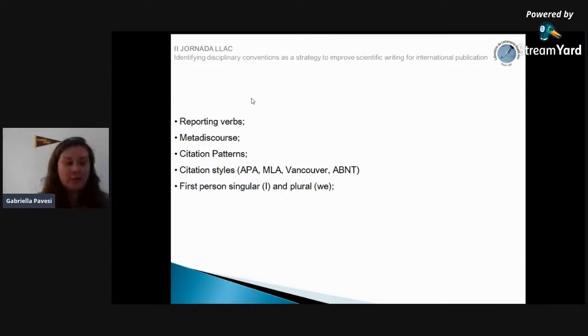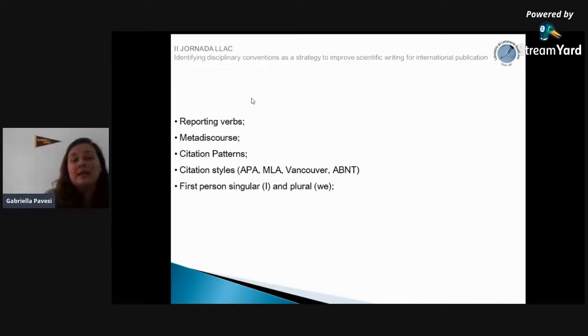We also have metadiscourse. I'm also going to talk about citation patterns and citation styles, and the use of first person singular and first person plural, the I and the we. So all of these textual elements can have different tendencies of use across disciplines. Depending on the discipline, you're going to see a difference in decision making and in choices.